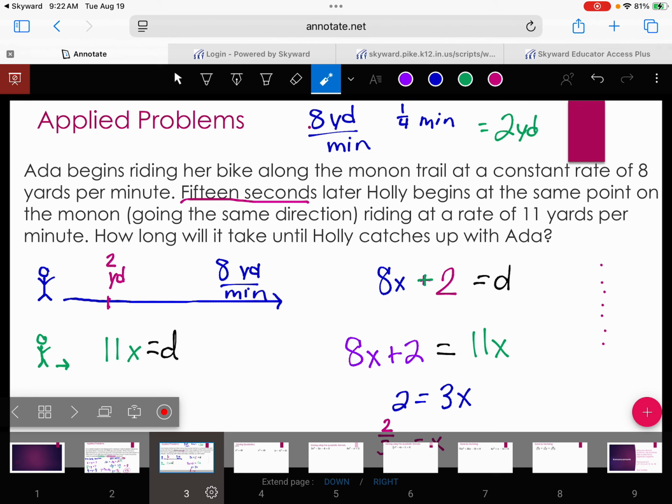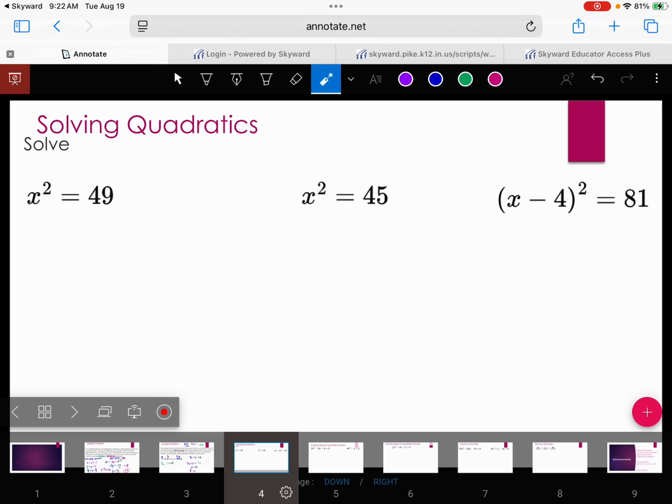Yay! And we are going to remember some other things we know. We're not going to have anything super duper new right now. But I want us to remember our quadratic stuff because we struggled with this a little bit. So we are going to think about solving some quadratics.